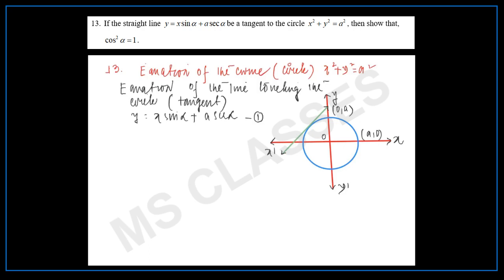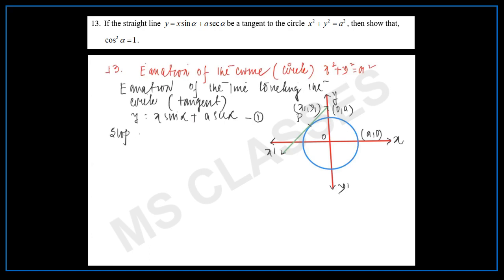Now since it is a tangent to the circle, that means at the point of contact x1 comma y1, this line is a tangent. So if we find the equation of tangent here, that one and this one should be identical, and then we can compare and get the result. So to find the equation of tangent at the point P, at first we find the slope of the tangent.